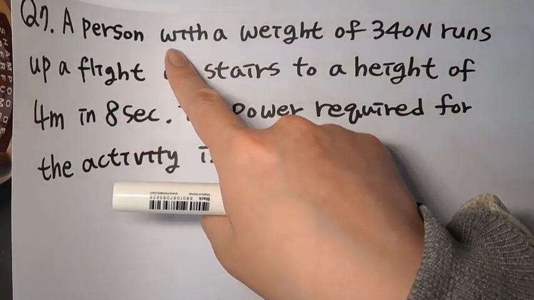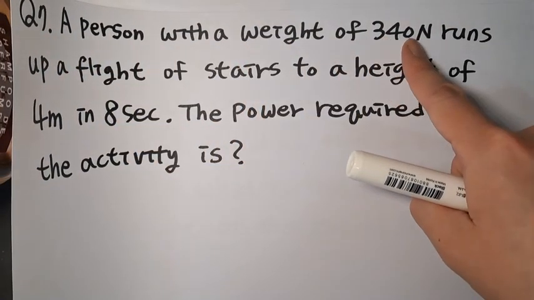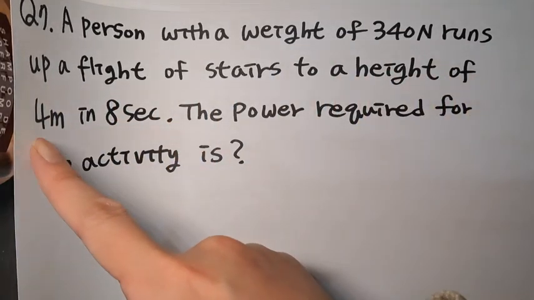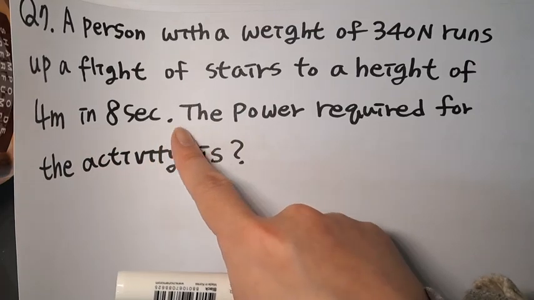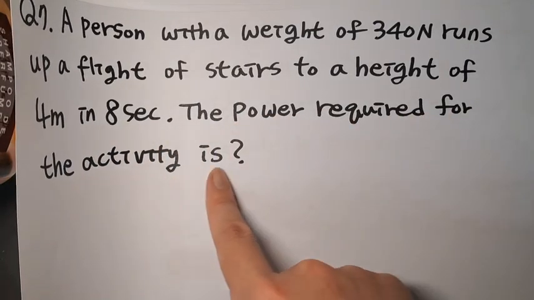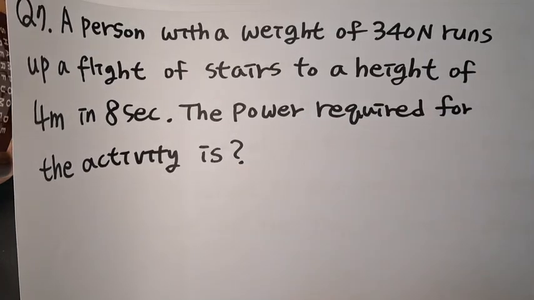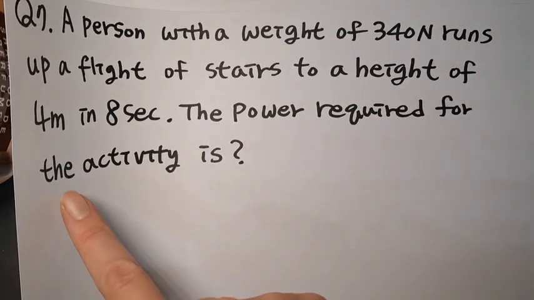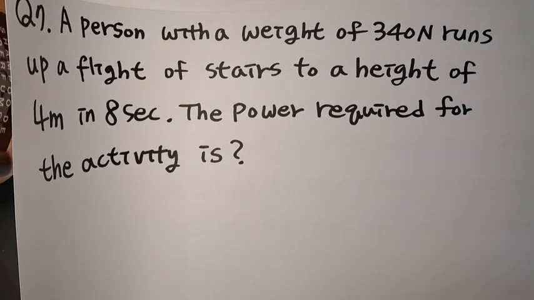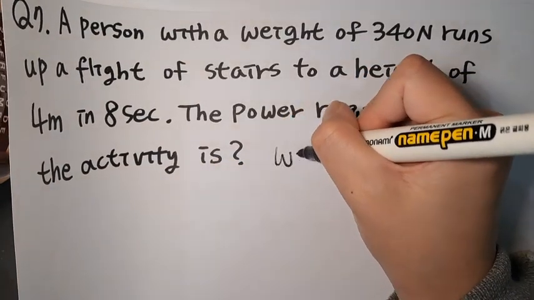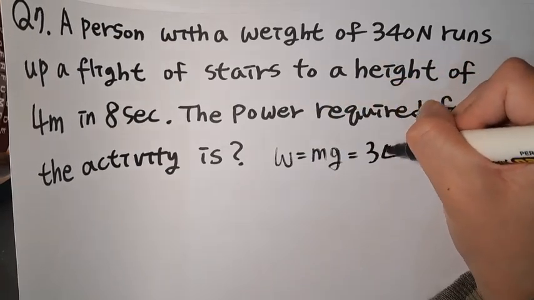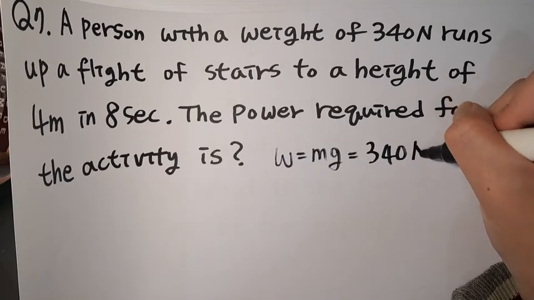A person with a weight of 340 Newton runs up a flight of stairs to a height of 4 meters in 8 seconds. The power required for the activity is... So the weight is going to be 340 Newton.